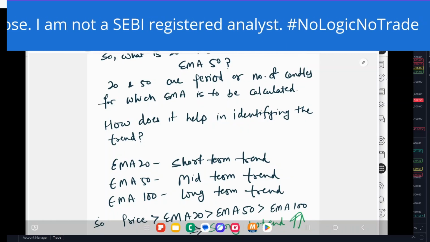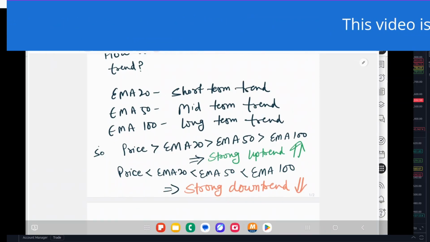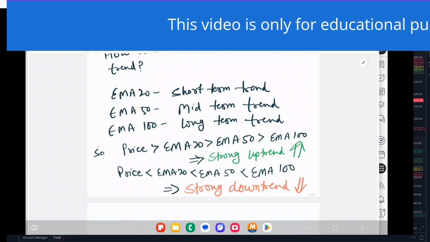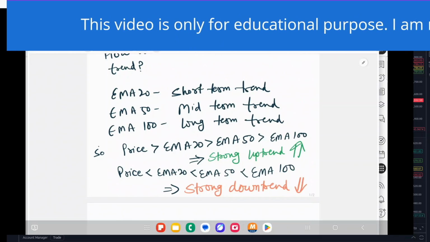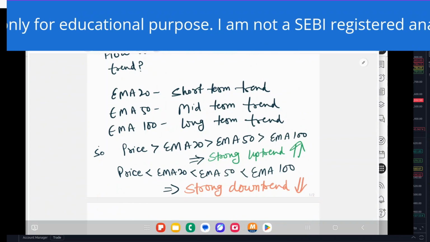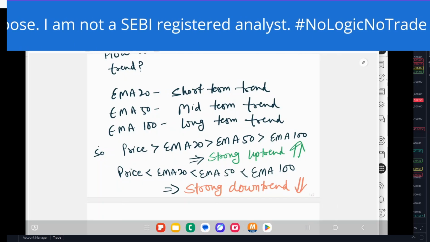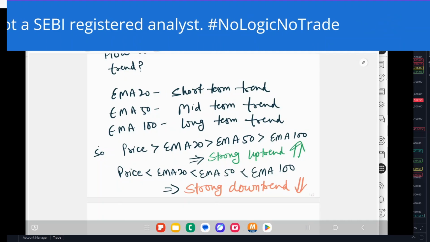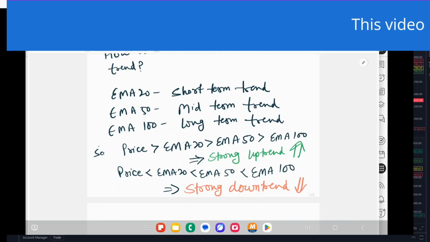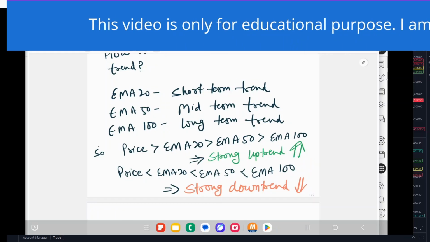So if your price is trading above EMA 20, and your EMA 20 is above EMA 50, and EMA 50 is above EMA 100, then we say that particular script is in a strong uptrend. Similarly, if the price is trading below EMA 20, and EMA 20 is trading below EMA 50, and EMA 50 is below EMA 100, then we say that particular stock or script is in a strong downtrend. So let's see how we draw EMA on the chart and how we identify the trends.